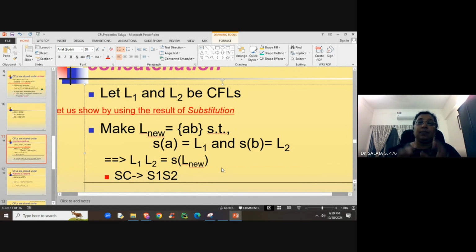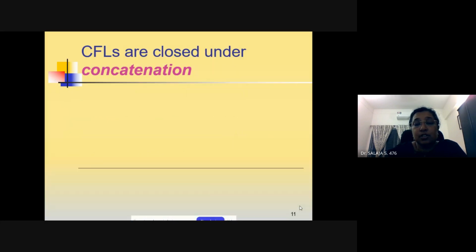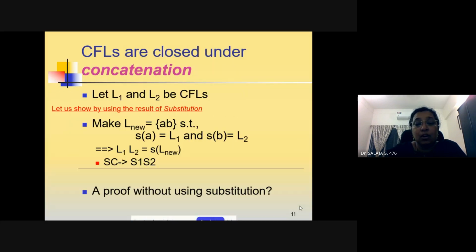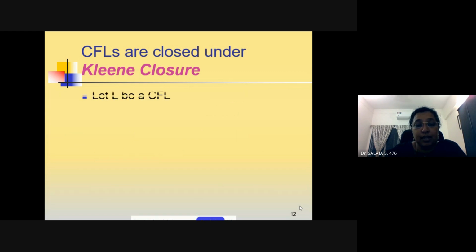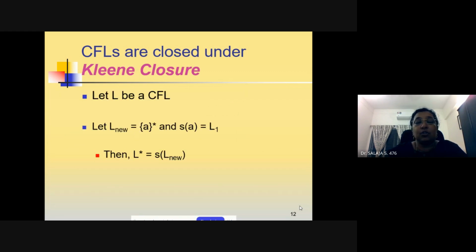What happens? S1 talks about the set of productions which are produced by language L1. S2 talks about the set of productions which are produced by language L2. You concatenate it, add a new production to it, and there we are. And therefore, any two languages which are context free on concatenation will be context free. Kleene closure, you have to add the new variable at the end.